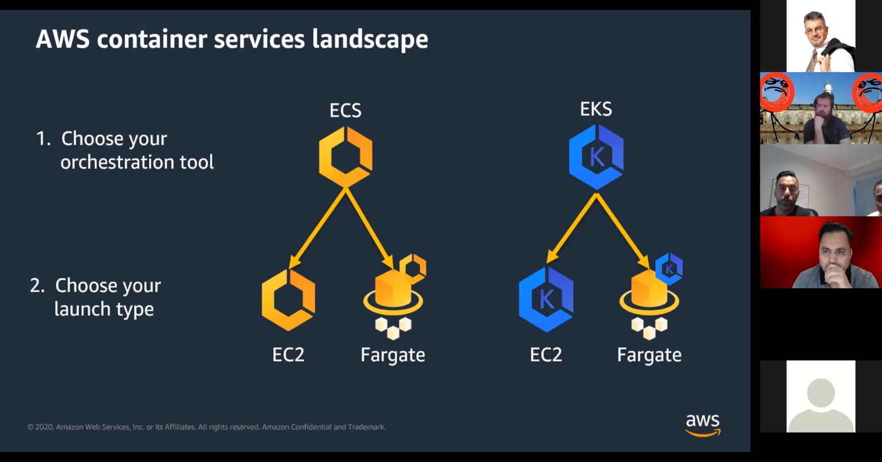With both options, we give you a choice of launch type. You can have ECS or EKS launched on EC2. For folks who don't know what EC2 is, it's our Elastic Compute Cloud, which is nothing but a virtual machine running on AWS, right? The other option is Fargate. With EC2, you get full control of your virtual machine or EC2 instance. You can do auto scaling based on your thresholds.